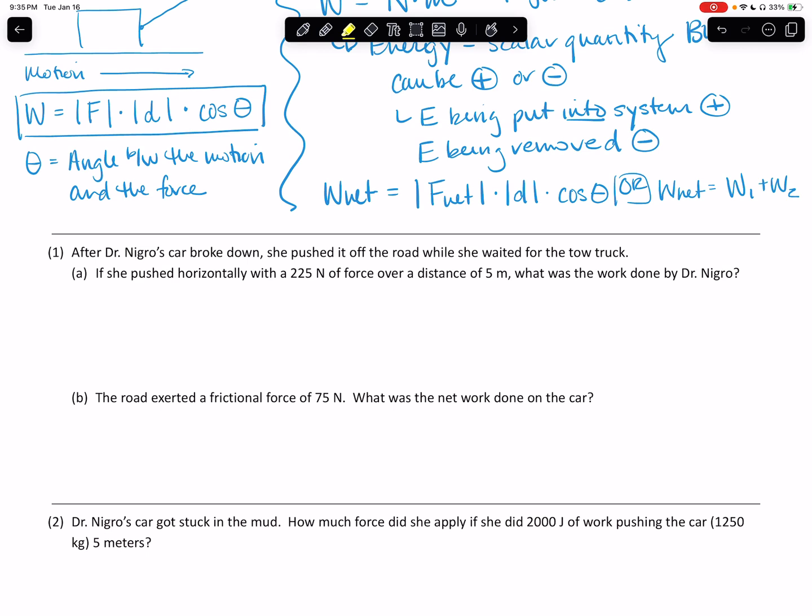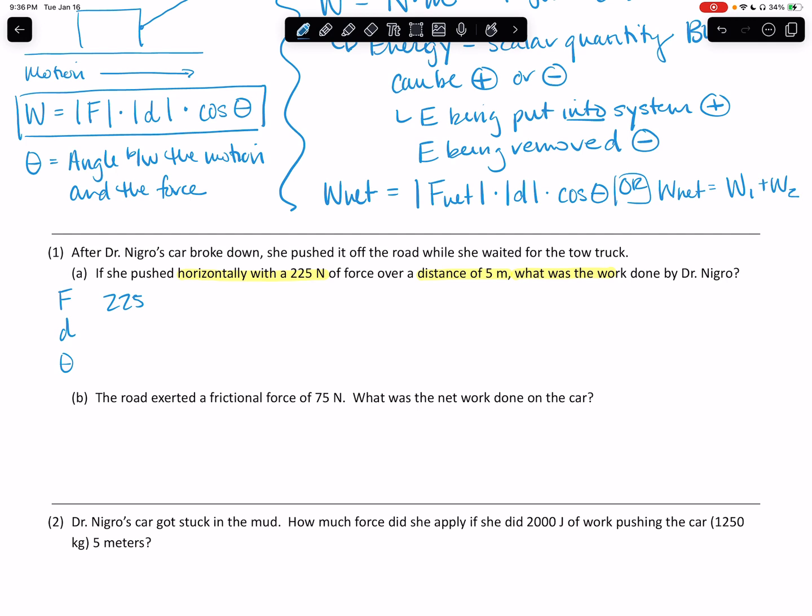After Dr. Nigro's car broke down, she pushed it off the road while she waited for the tow truck. If she pushed horizontally with 225 newtons of force over a distance of 5 meters, what was the work done? All right, so we're going to have a new variable list. We're going to have force, displacement, theta, and then work.